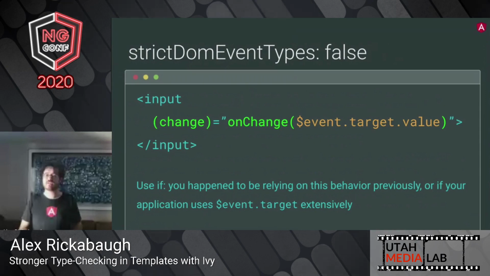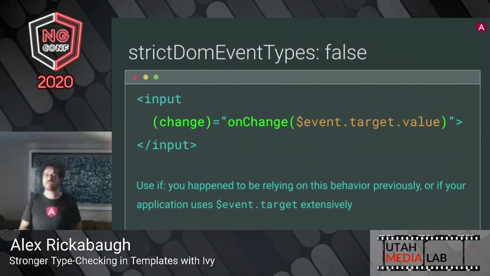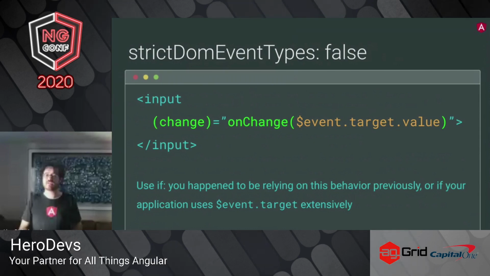One case we've seen where people need to turn this off is if they're making extensive use of $event.target. You might assume, as I did when I first saw this example, that if we're subscribing to a change event of an input, $event.target will be an HTML input element. But DOM events can bubble, and so $event.target might not actually be the element that you subscribe to. It's in the type system, it's actually much more generic, and that can break patterns like this.